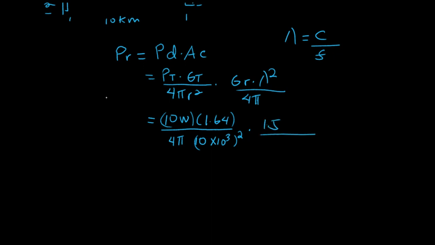C over F, so C squared. Yung operating frequency natin is 150 MHz squared. Okay. 4 pi. Ayan. Okay, so sagot natin dito is 6.23 nano watts.